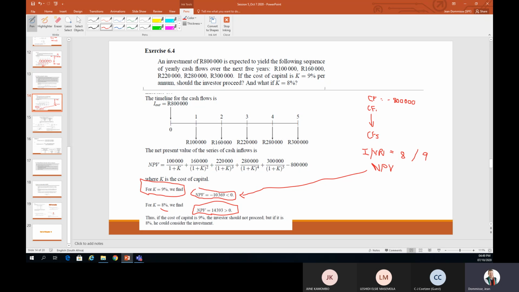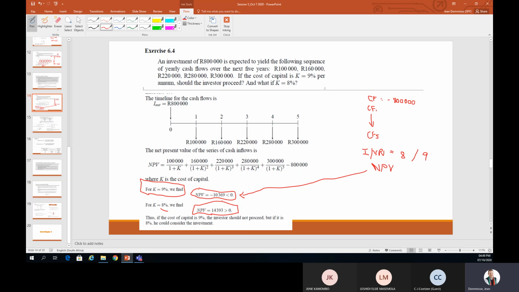So I'm going to quickly do it on my side, just to test it again. So I will go for minus 800,000 and input it. Then I would say 100,000. It will be my first data point. 160,000 will be my second data point. The 220,000 will be my third data point. 280,000 is my fourth data point. 300,000 is my fifth data point.